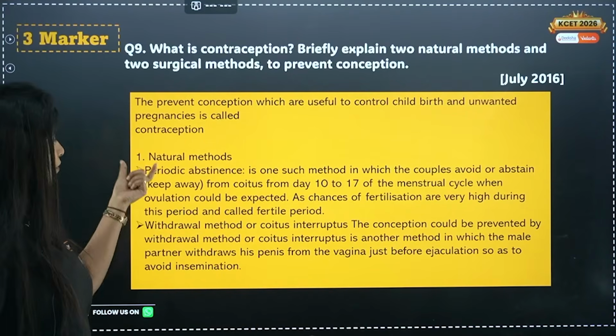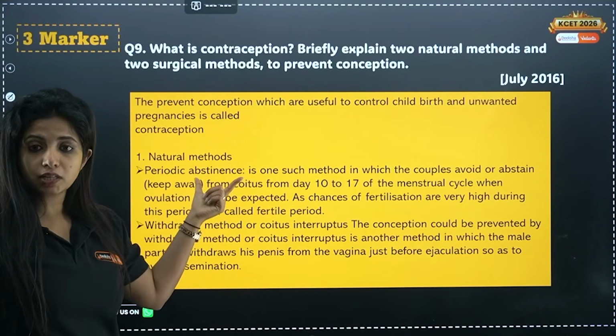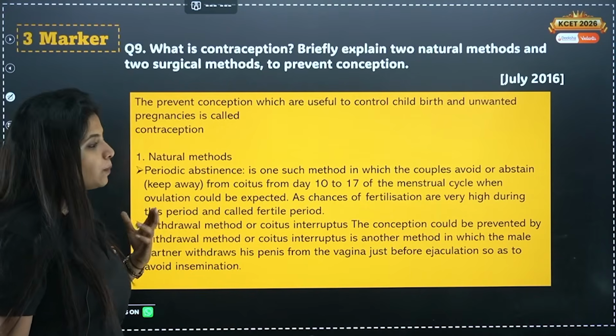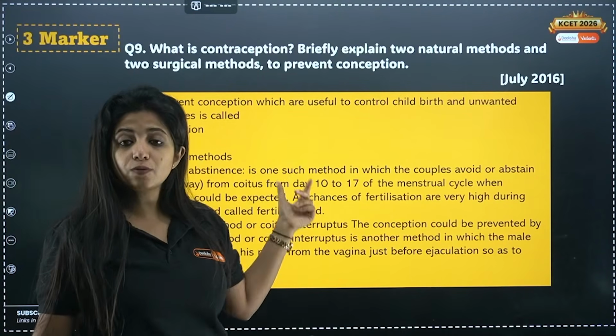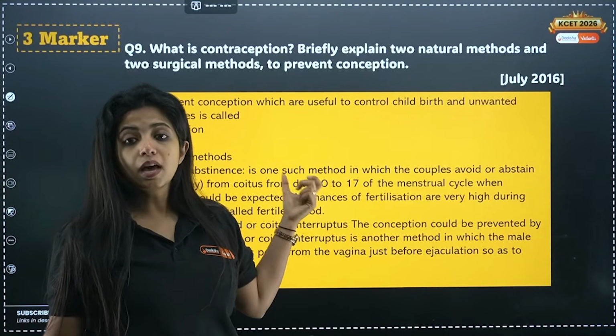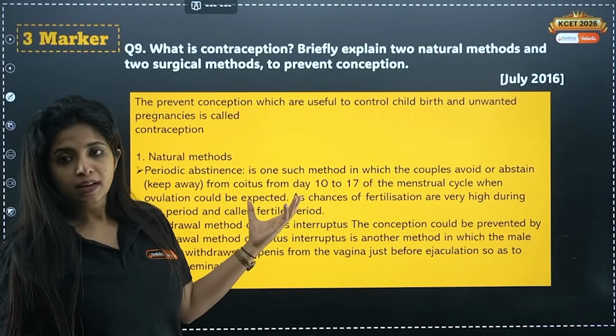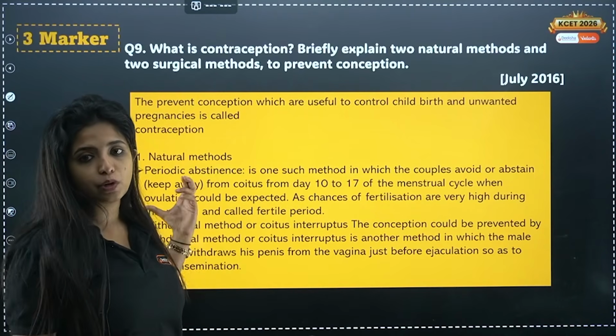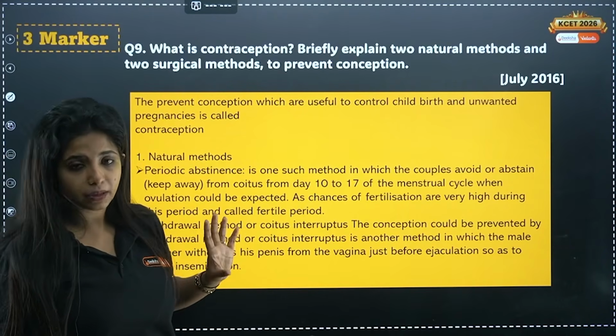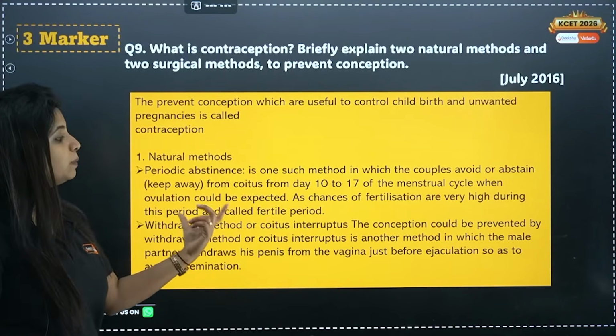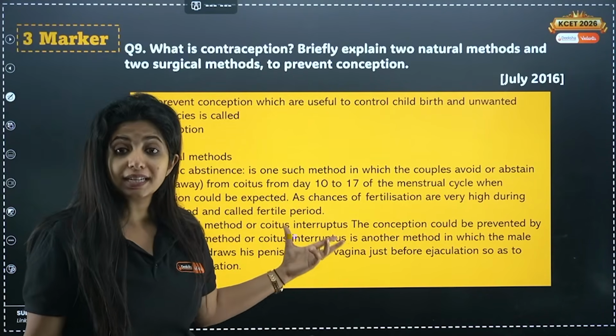So natural method, we have studied one thing, that is periodic abstinence, where someone will not be doing sexual intercourse between 10 to 17 days of the menstrual cycle. Why? Because this is the fertile window, as chances of fertilization are very high during this period. Now the next one is withdrawal method, or you also call this coitus interruptus.